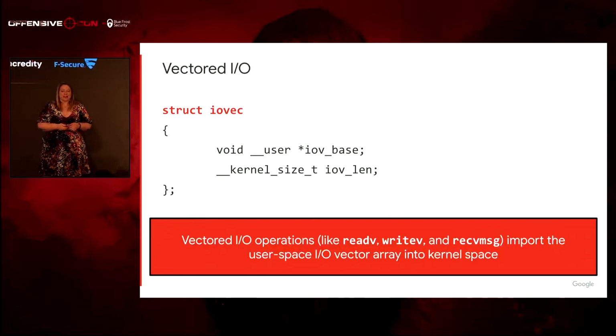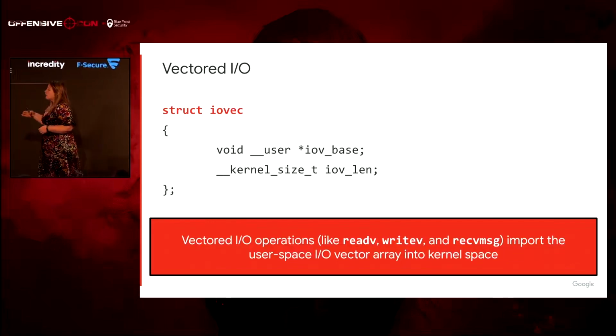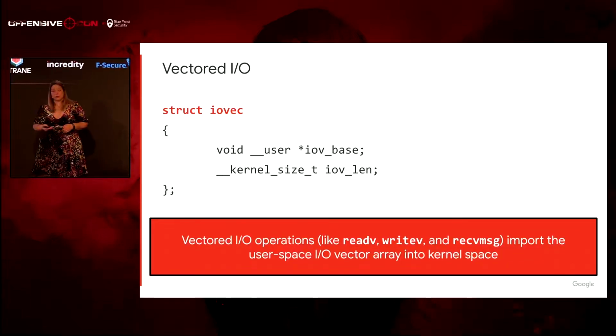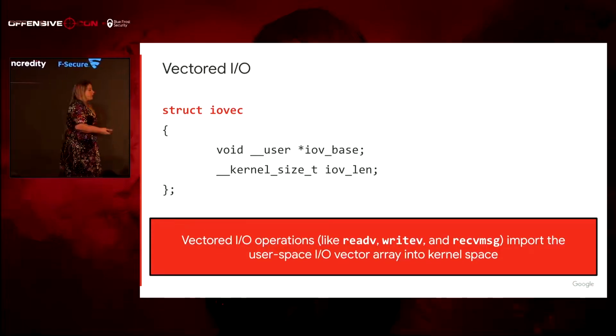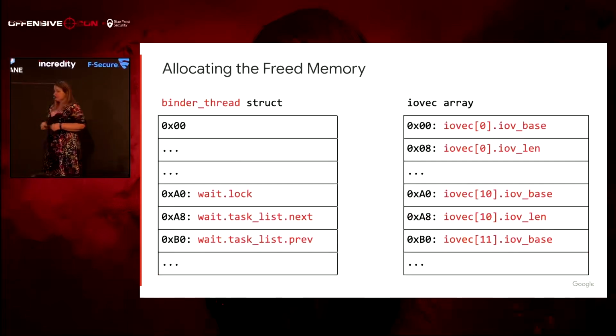And so what's interesting is that although we're creating these IOVEC arrays in user space, the operations will actually copy them into the kernel. So that's how we get this overwrite of the freed memory in the kernel.